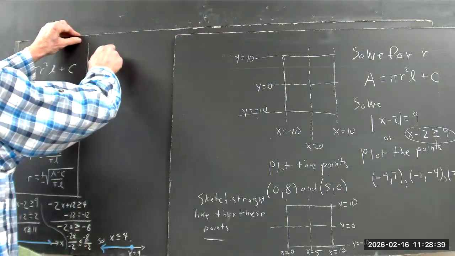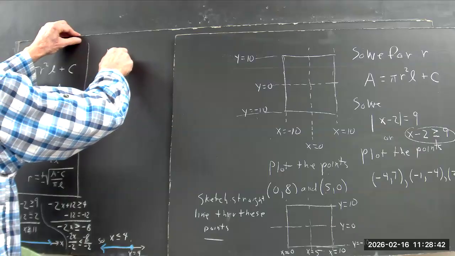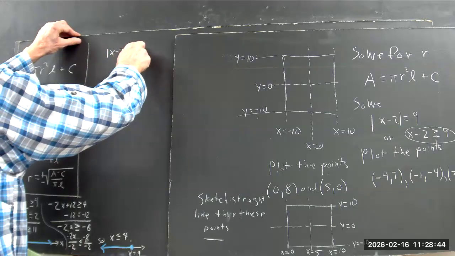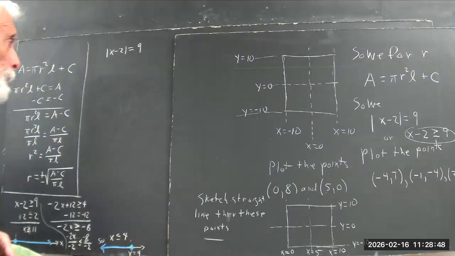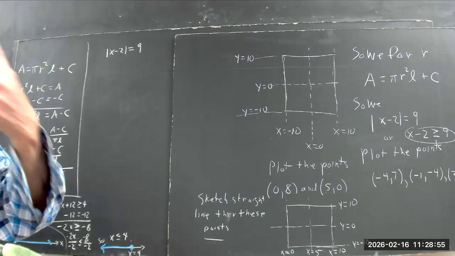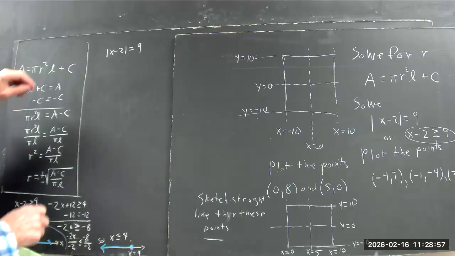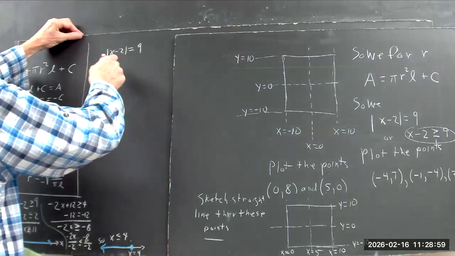We'll also do the absolute value of x minus 2 equals 9. Have we done this in here? I've done it in 2 other classes, so I could be confused. I kind of think we have, and I should have checked, but here we are.